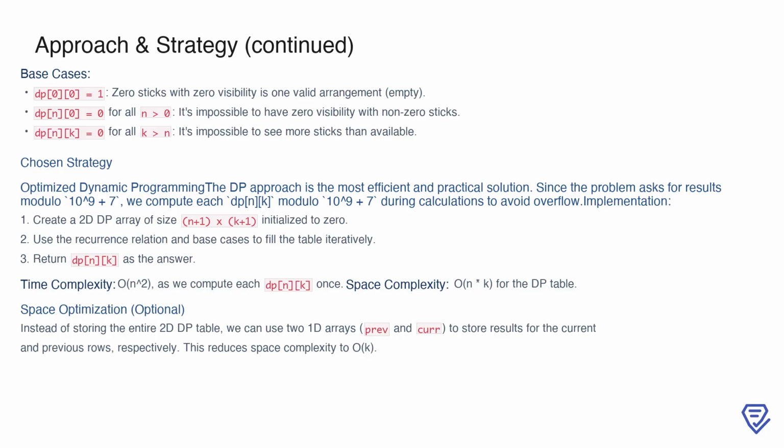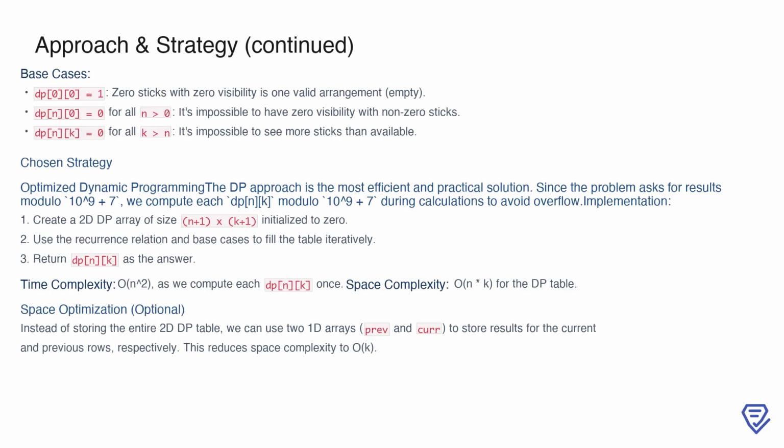with 0 visibility. For all n greater than 0, dp[n][0] equals 0, as it's impossible to have 0 visibility with non-zero sticks. Similarly, dp[n][k] equals 0 for all k greater than n, as we cannot see more sticks than are available.